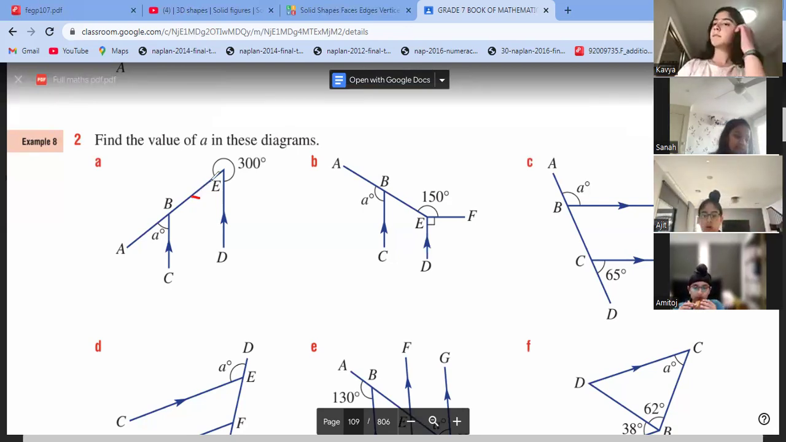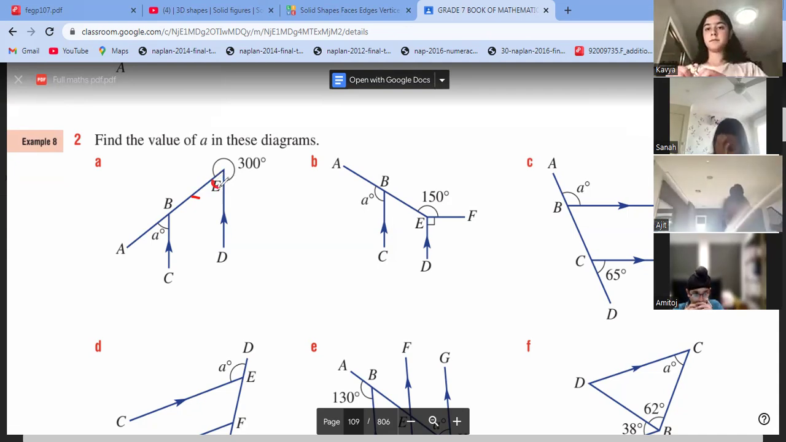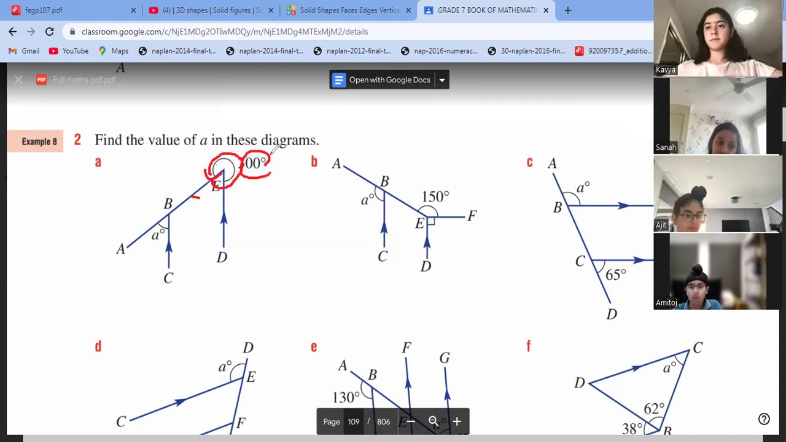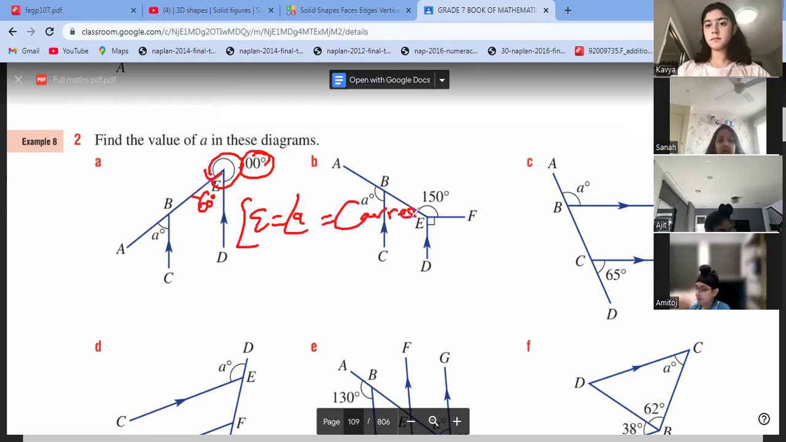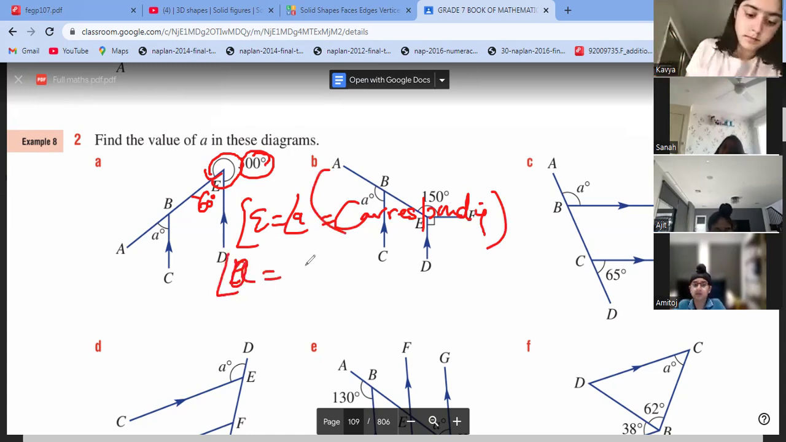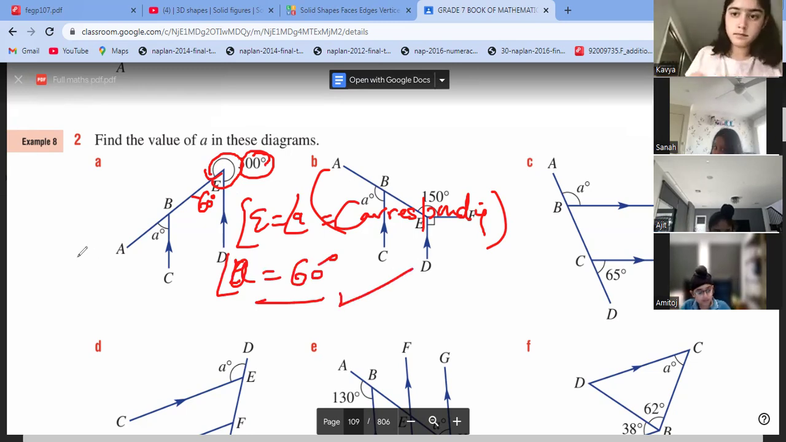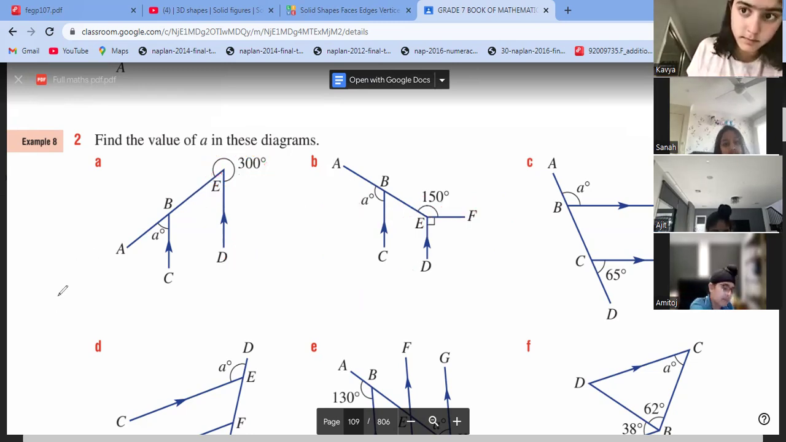60 degree, because this is forming one complete angle over here and the measure of this one is given to you. It means this is 60 degree. Now angle E is equal to angle A. Why? Because they are forming corresponding pair, right? If they are forming corresponding pair, that means angle A is also equal to 60 degree. Got it? So in this way, you need to do the other parts also.